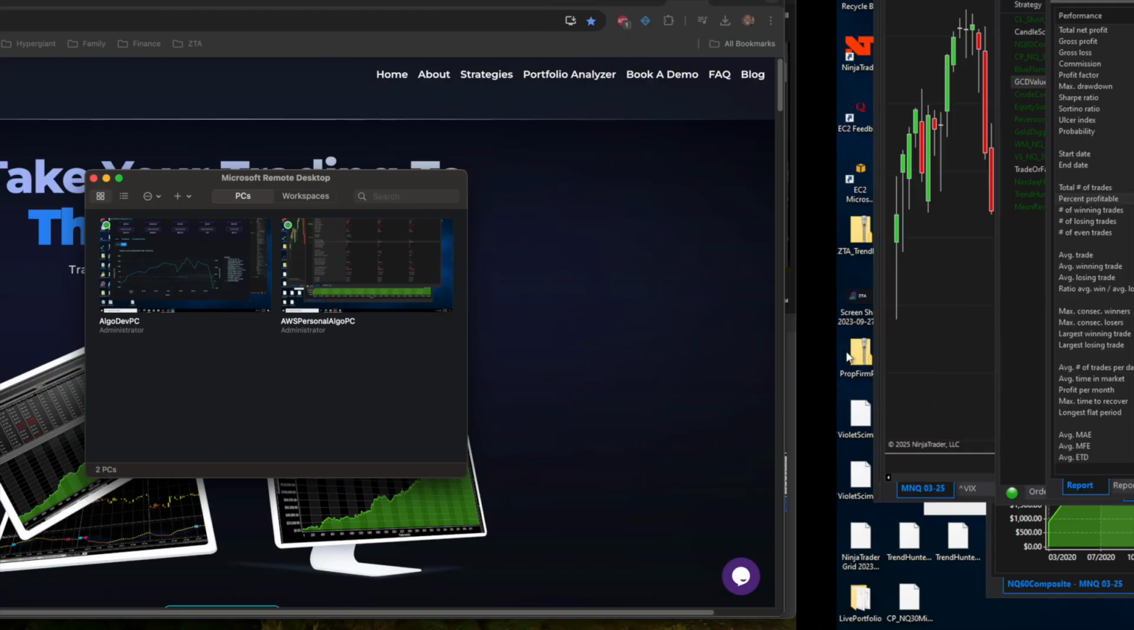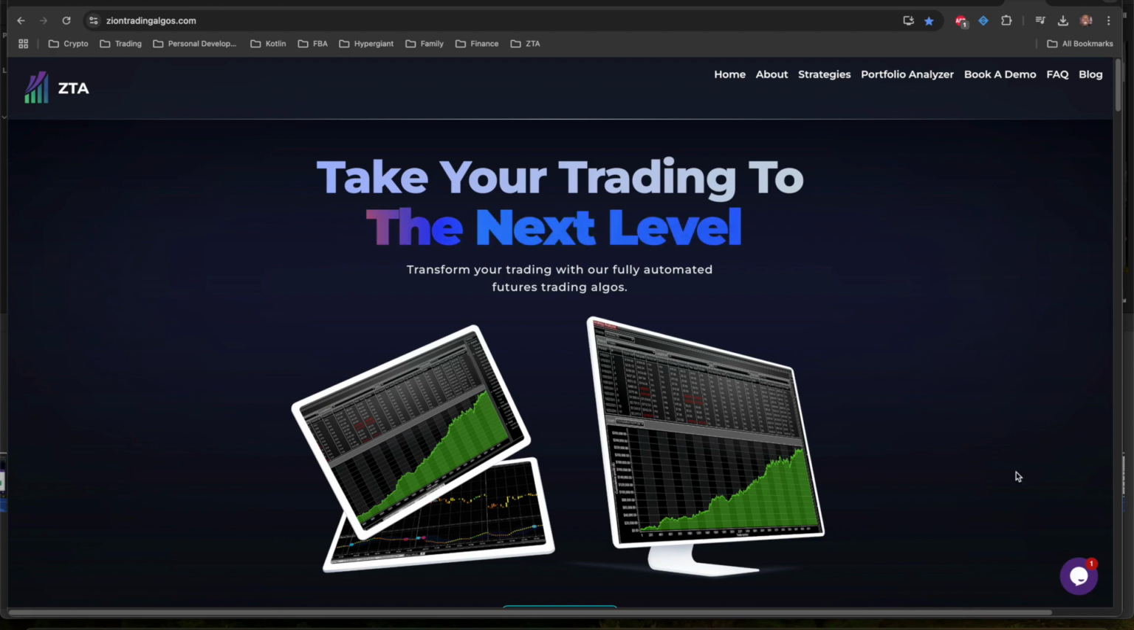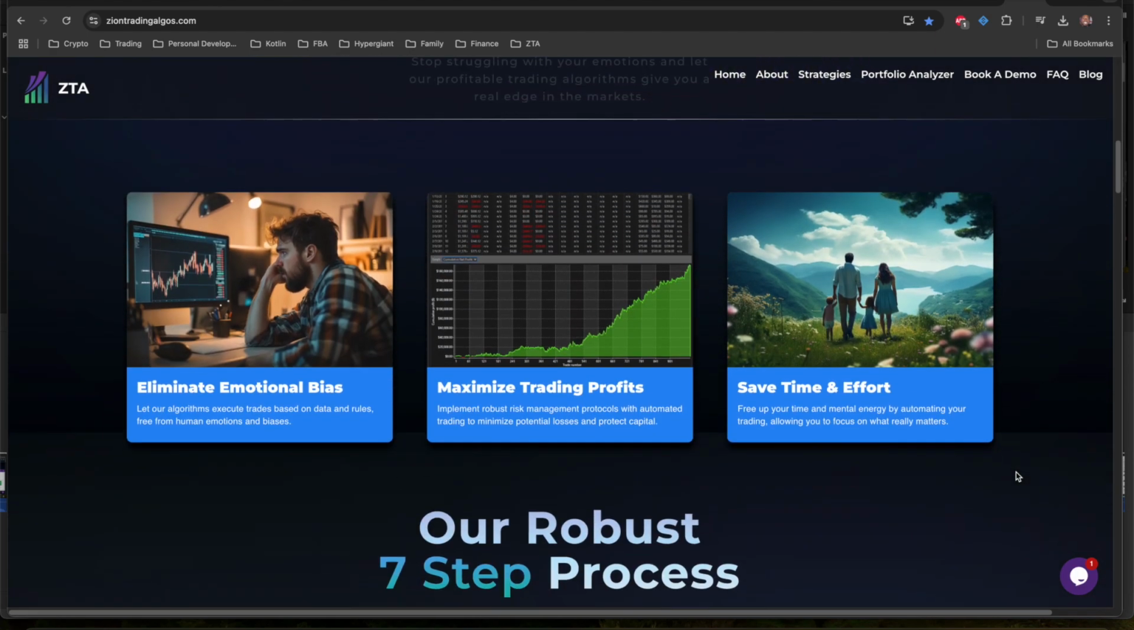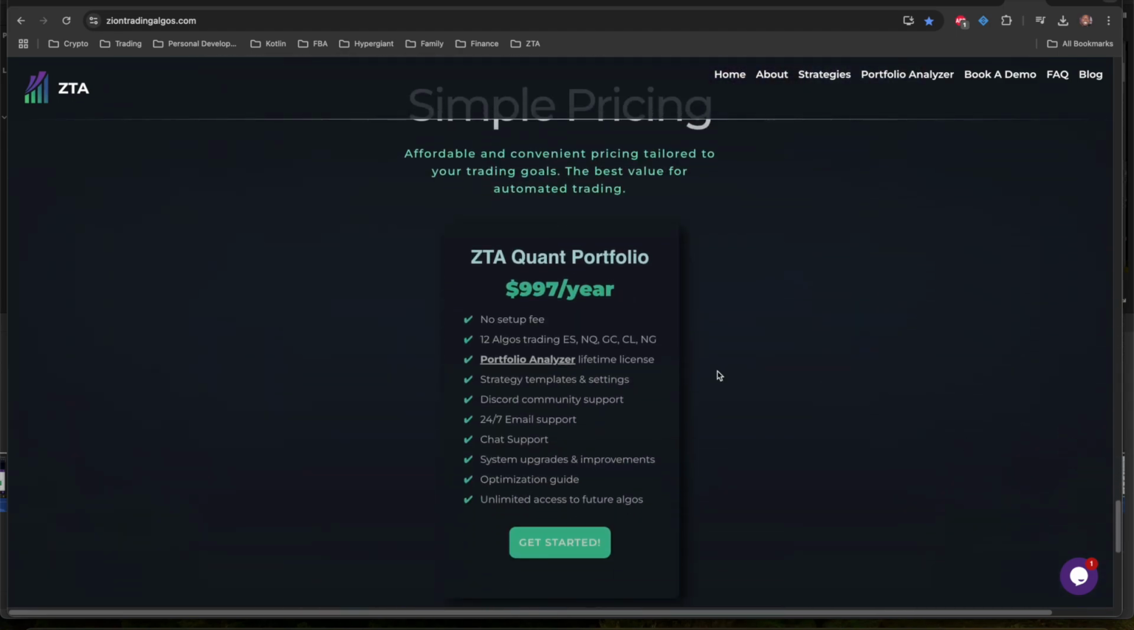So as a reminder, the ZTA quant portfolio is a portfolio of 12 trading systems trading across 5 markets. And so we got 12 algos for you trading across these 5 markets. So we got ES and Q, gold, crude oil, and natural gas.